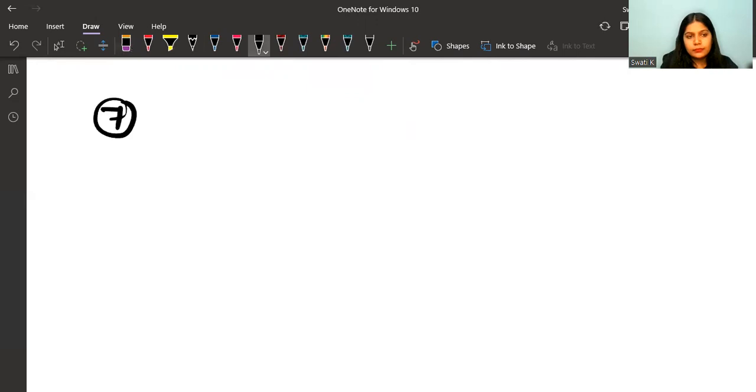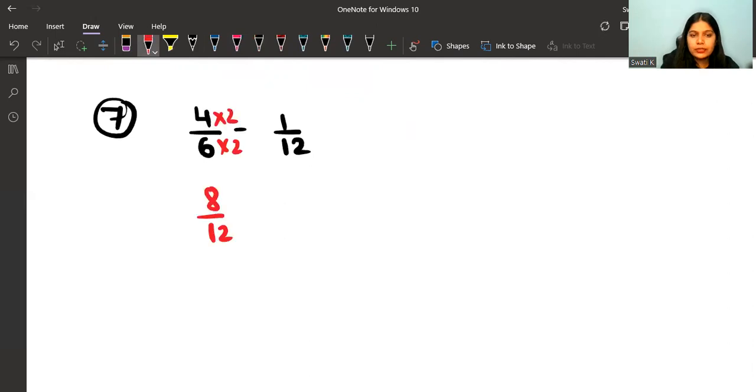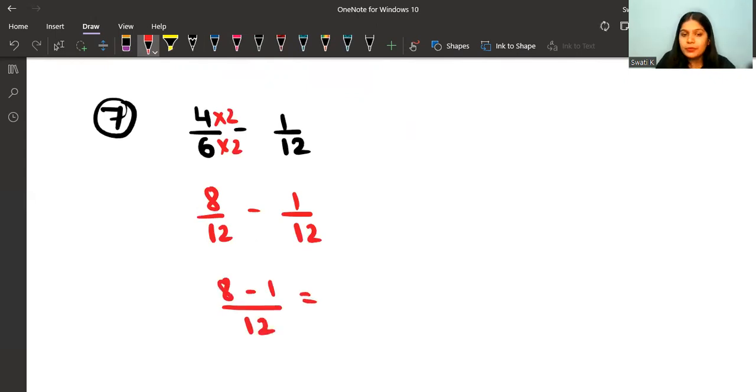Okay, so it was 4 over 6 minus 1 over 12, right? So I'll just do the changes here, 6 times 2 here and 4 times 2 here. This will become 8 by 12 and this is minus 1 by 12. And here, if I subtract the numerator, 8 minus 1, and the denominator as it is, so 8 minus 1 is 7 and it is 7 over 12. So yes, this is it. Let's go to the next question, the 8th one.